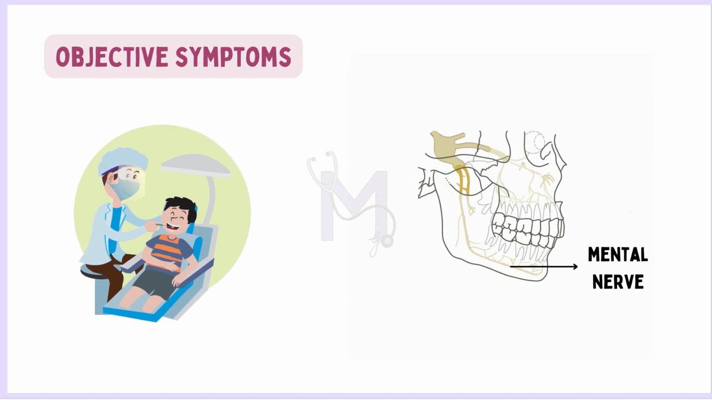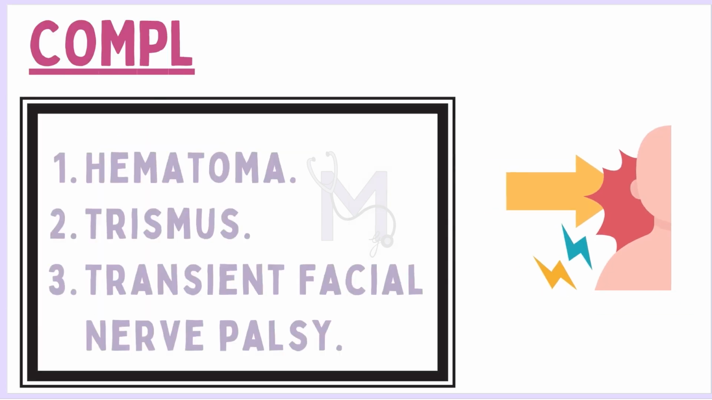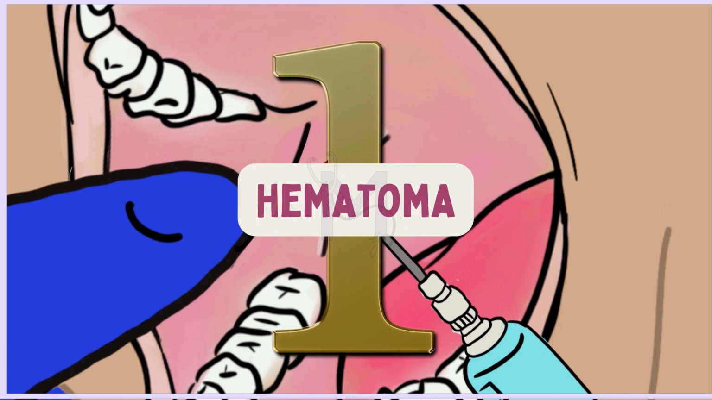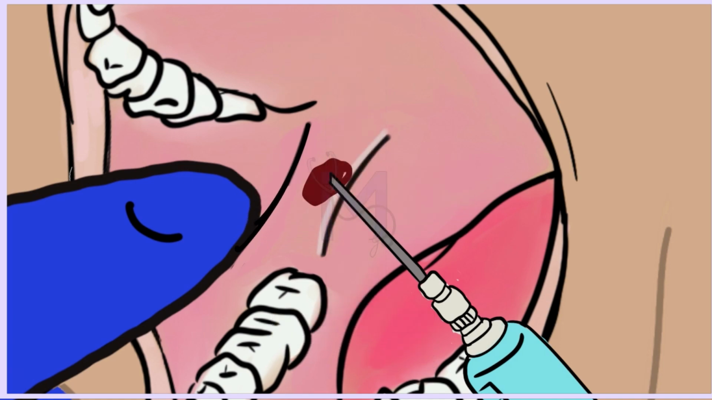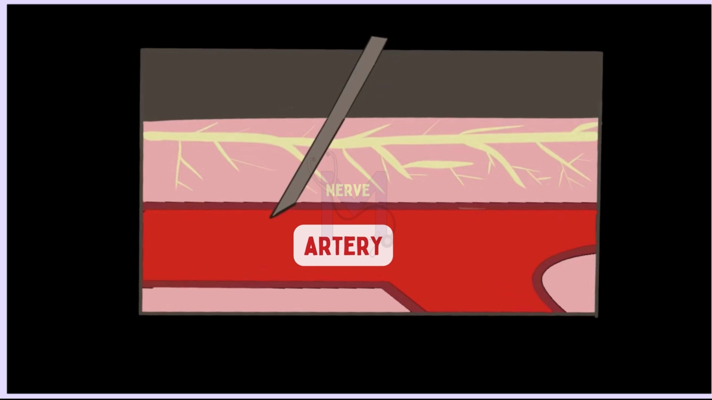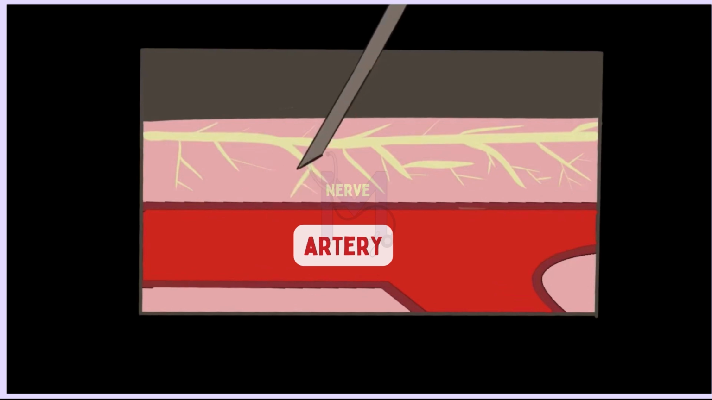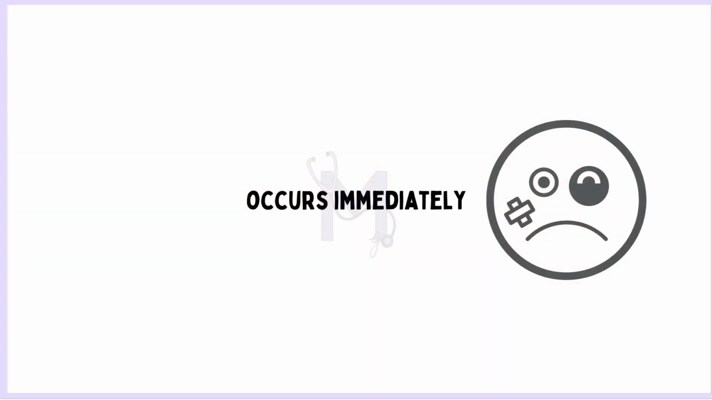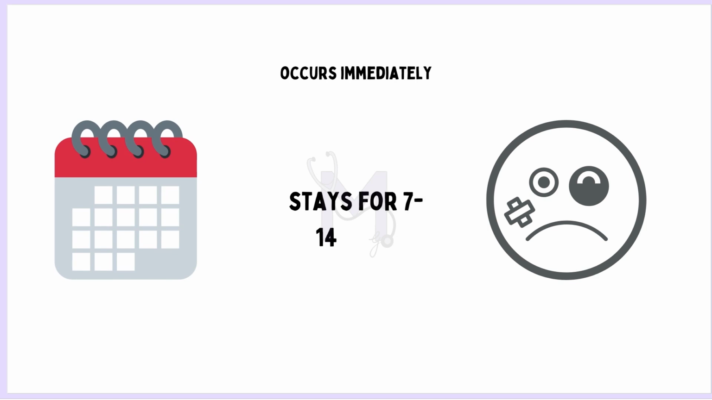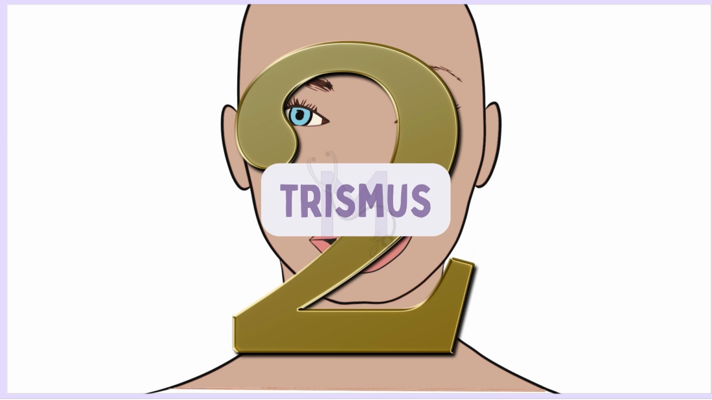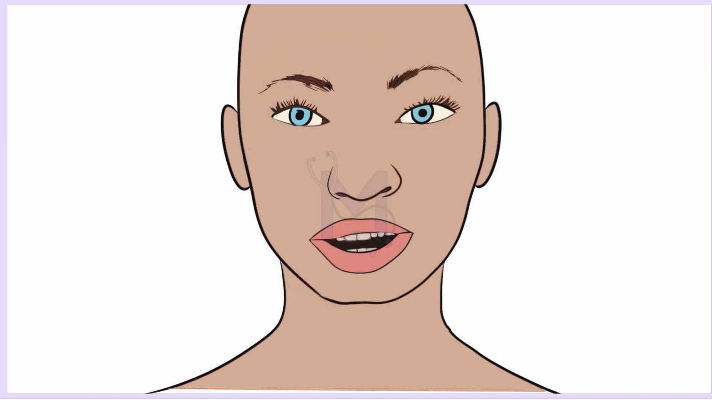Now let's have a look at a few complications encountered with this block. The most common one is hematoma formation. This happens when the needle of the syringe accidentally nicks an artery or vein instead of anesthetizing the nerve, leading to the effusion of blood into the extravascular spaces. It usually occurs immediately and stays for 7 to 14 days. The second most common complication associated with this block is trismus of the jaw, which occurs due to multiple attempts at giving a successful block.